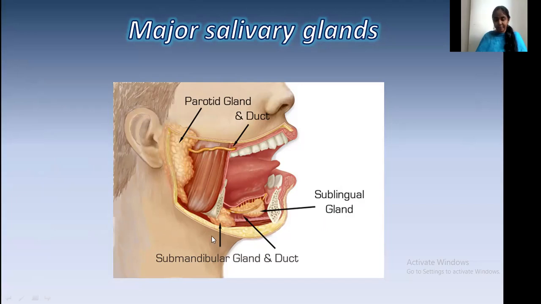Submandibular gland with its Warthin's duct. And the sublingual gland with its Bartholin's duct. So parotid, submandibular, and sublingual gland. We'll see about each in brief.